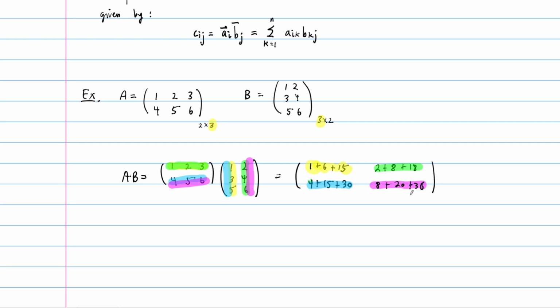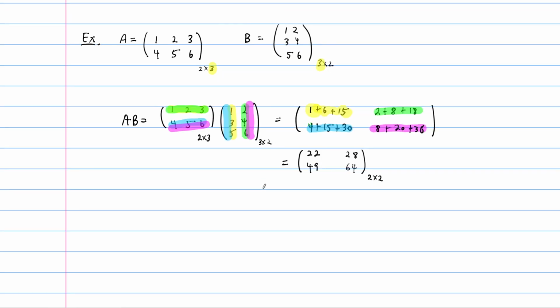All right. So the end result is we have to actually add all these up, right? So this one's going to be 22. This entry is going to be, what, 28. This one's going to be 49. And this one's going to be, what, 56, 64, right? Okay, and so there's the product. And so this is a 2 by 2. Again, we started with 2 by 3. We multiplied it by 3 by 2. The inner dimensions cancel. We got a 2 by 2.